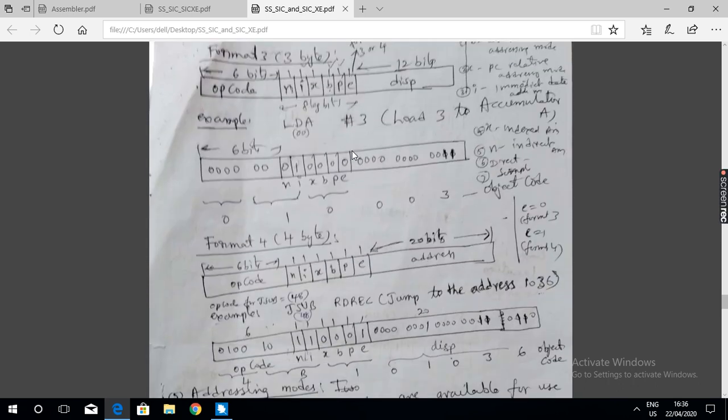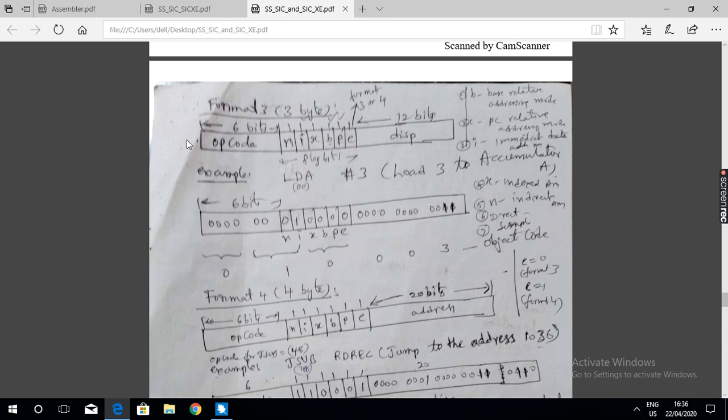So, format 3 instructions. An example of a format 3 instruction is LDA #3. This is immediate addressing, because the value is specified in the instruction itself. LDA, its hexadecimal opcode is 00, for load to accumulator. Load the value 3 to the accumulator. This is the immediate operand.